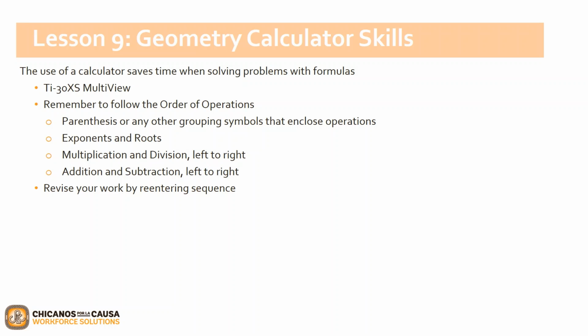Just a little overview of the order of operations: you first do any parentheses or other grouping symbols that enclose operations. After that, you do your exponents and your roots. Then you move on to multiplication and then division from left to right. And finally, you end with addition and/or subtraction, moving from left to right. Once you enter all your formulas into the calculator, make sure that you revise your work by re-entering the sequence. Try it more than one time just to make sure that you are correct.